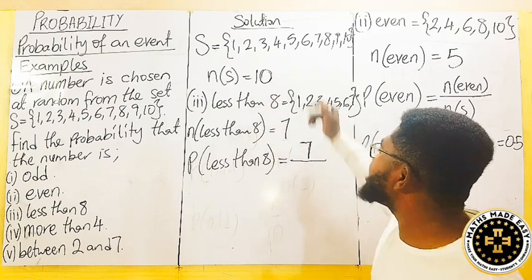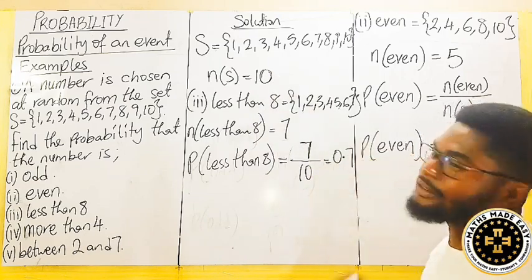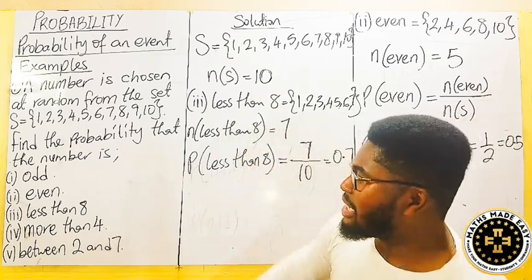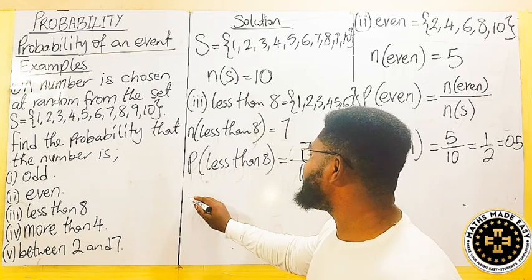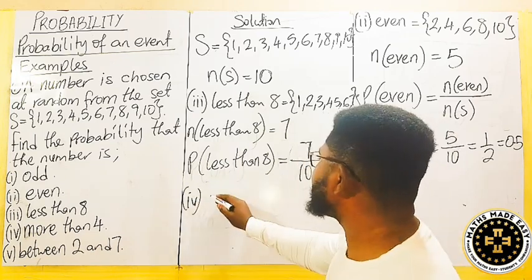Of course, the total is 10, so over 10, which will give us a decimal of 0.7. Let's do the "more than 4" one. Then I'll leave the last one with you. So, more than 4, Ivan, more than 4. Let's list more than 4.